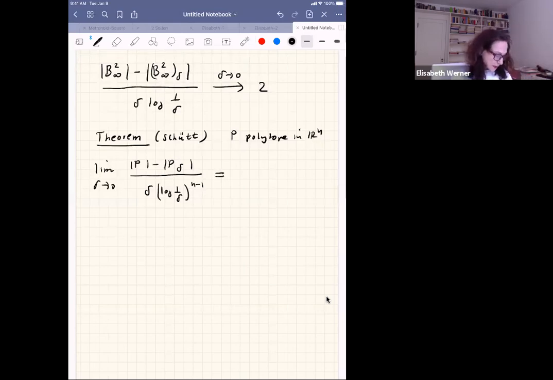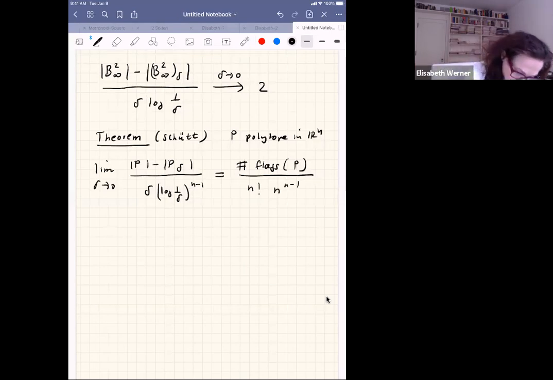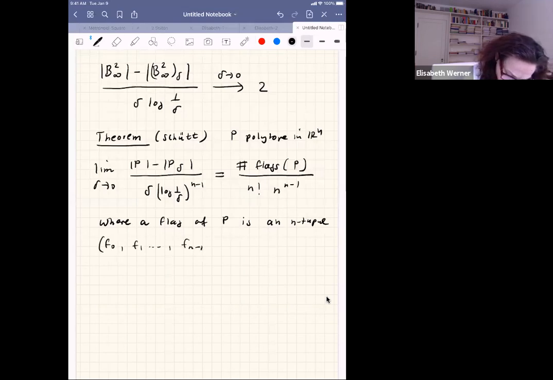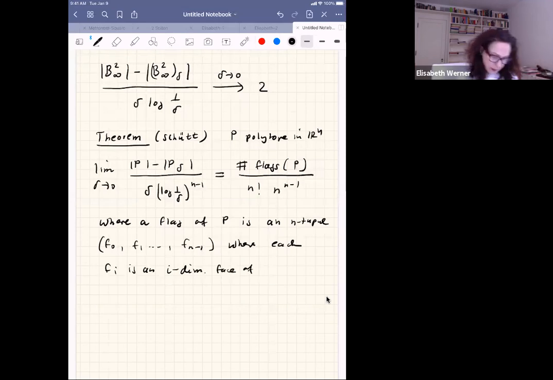This limit, Schütt showed, exists and is equal to the number of flags of the polytope P, divided by n factorial n to the n minus 1. So it's related to the combinatorial structure of the boundary of the polytope. So what is a flag? A flag of P is an n-tuple F0, F1 up to Fn minus 1, where each Fi is an i-dimensional face of P. And moreover, we have that F0 is contained in F1, is contained in, and so on, is contained in Fn minus 1.